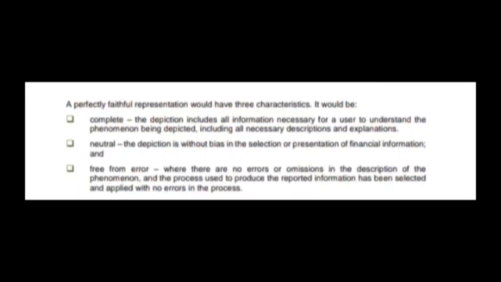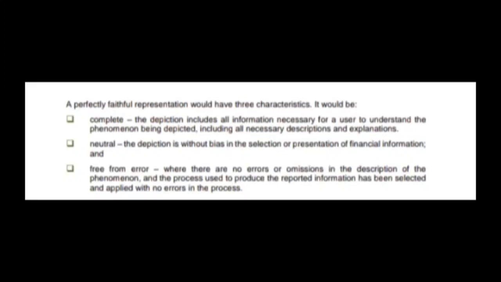Then, neutral. The depiction is without bias in the selection or presentation of the financial information. So it must not be in favor of anyone. It must not be used to favor someone. It should be neutral and in the interest of the shareholders and the users.